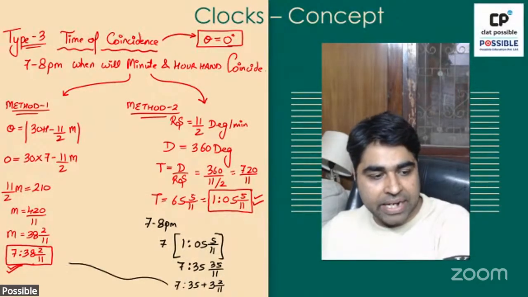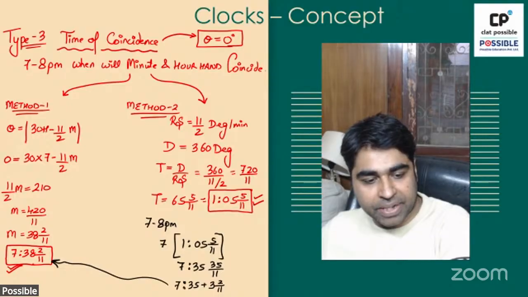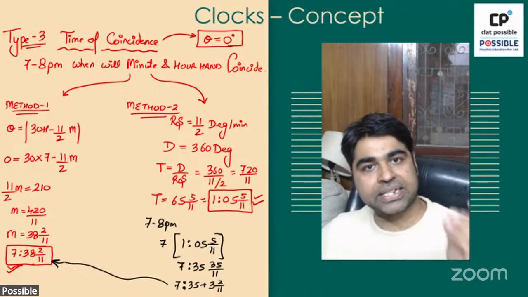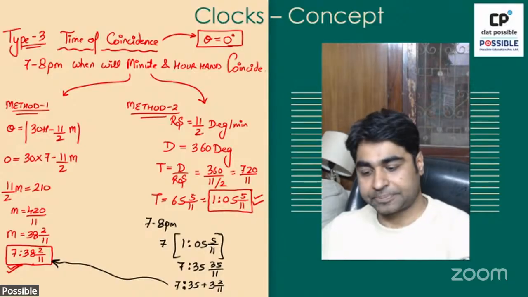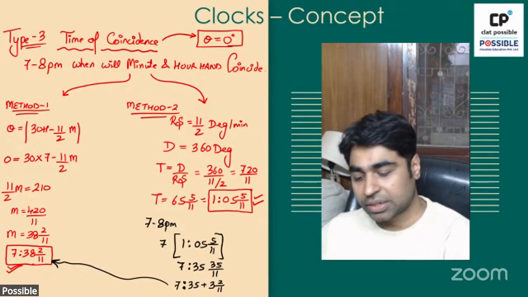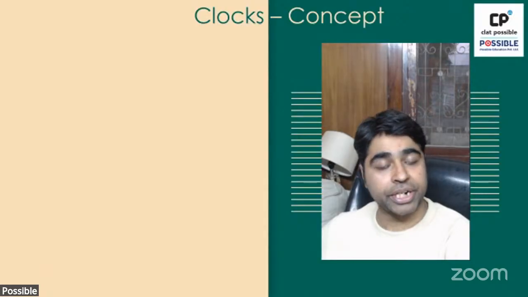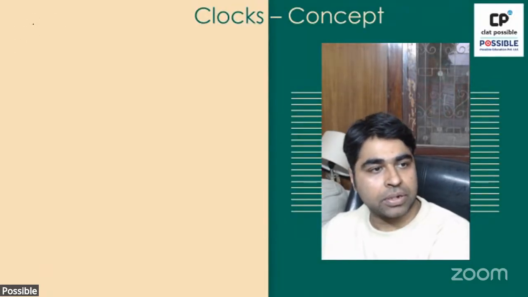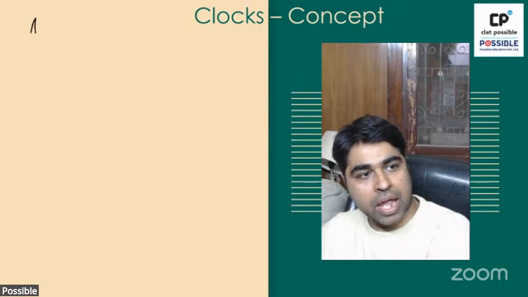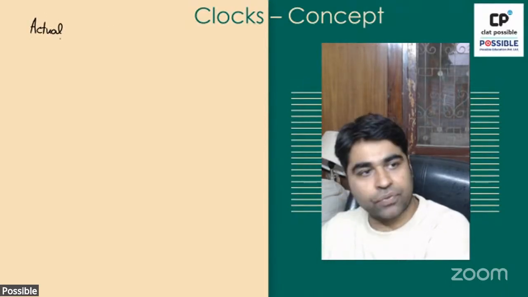So when you will add it up, you'll get 7. 35 plus 3 will make it 38. 7:38 minutes 2 by 11 ही हमारा दोबारा आंसर आ जाएगा. ठीक है. These are the type 1, 2 and 3 kind of questions that you needed to know. ठीक है. अब actual coincidence and virtual coincidence.